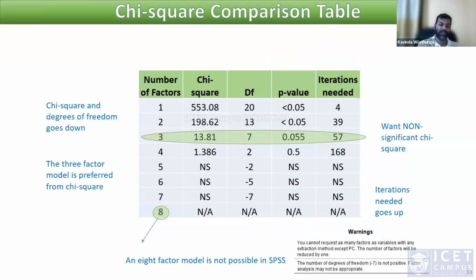Then when it comes to the third number of factors, now it's 3 factors, right? After dividing into three factors, the chi-square has reduced to 13.81, degrees of freedom 7. Now the p value is 0.057, that is greater than 0.05. So we can take this after 57 iterations. It's a very good model now. Then the three-factor model is preferred from the chi-square. So we can divide into three factors. I hope you got the idea a little bit.